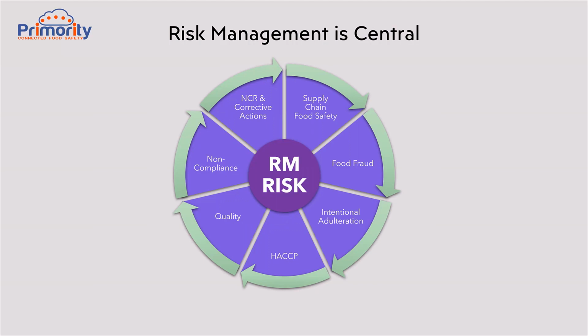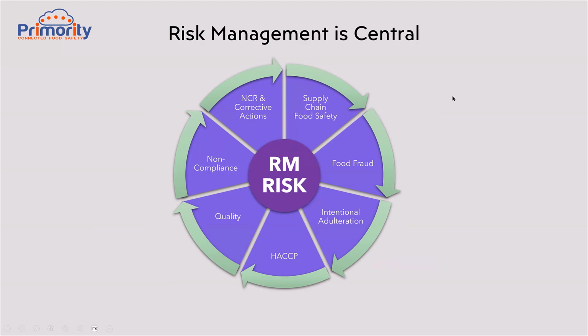If you think about raw materials in particular, poorly managed risk in raw materials can affect almost anything in a food operation, all the way through from supply chain, food safety, food fraud, intentional adulteration, HACCP, quality, general non-compliance, and also how the NCR and corrective actions process operates as well.